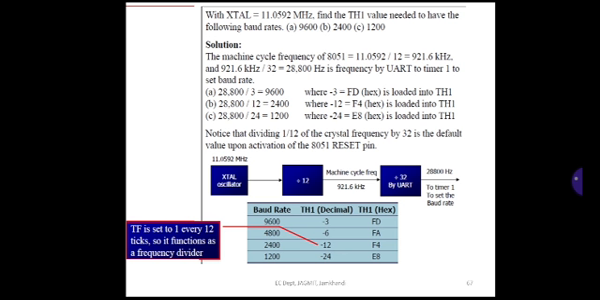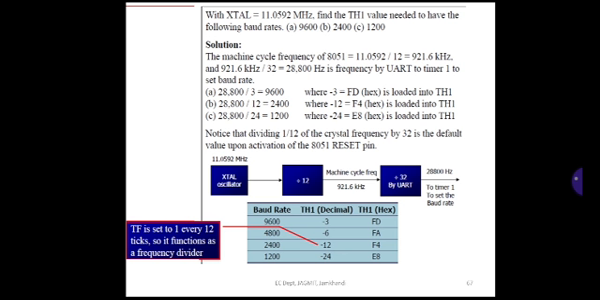As we know, the crystal frequency is 11.0592 megahertz, and that crystal frequency is divided by 12 to get the machine cycle frequency. That is, crystal XTAL equal to 11.0592 megahertz. When it is divided by 12, you get 921.6 kilohertz.